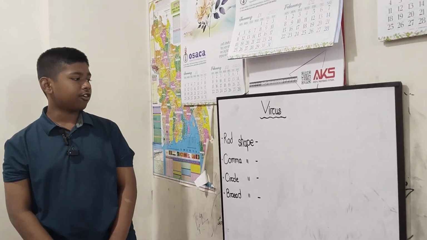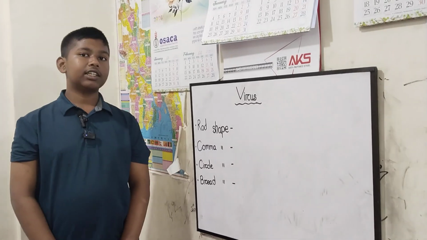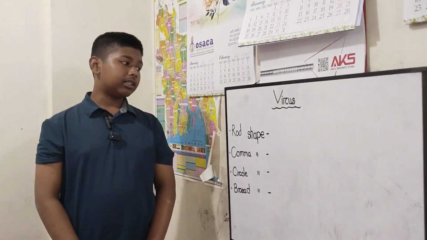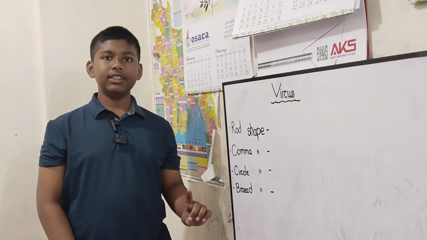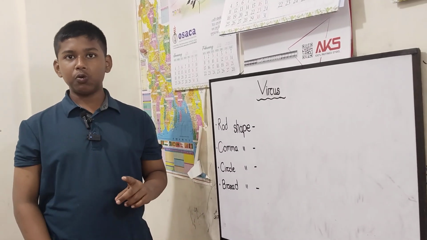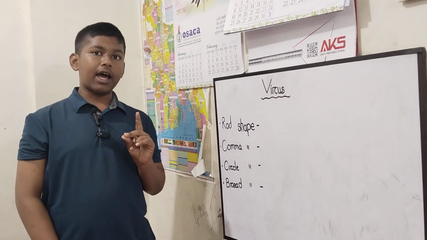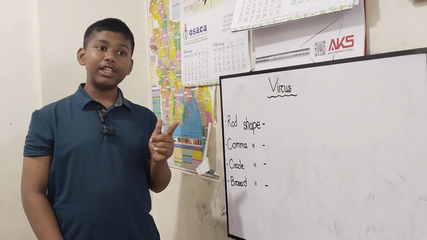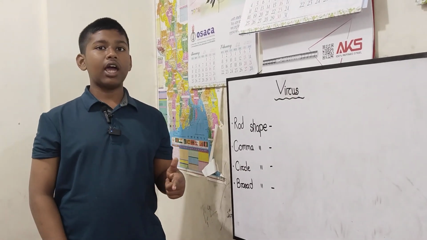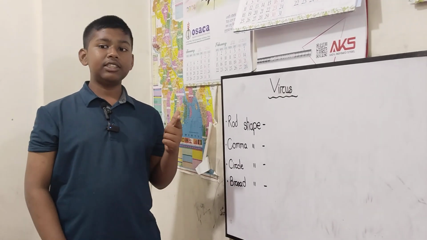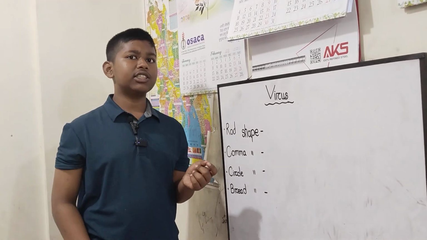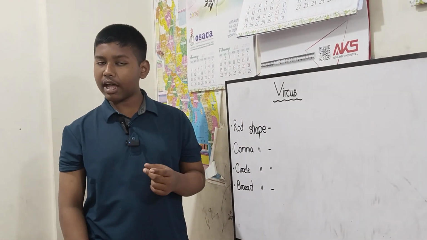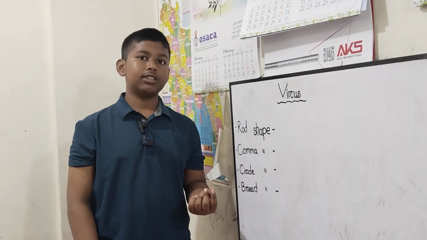Today we're going to talk about virus. Virus can be many types based on its shape. So what is virus? Virus is a microorganism which can only be seen by a microscope or electron microscope, and it only has a eukaryotic cell. And what is a eukaryotic cell? Eukaryotic cells are the cells that do not have any nucleus.